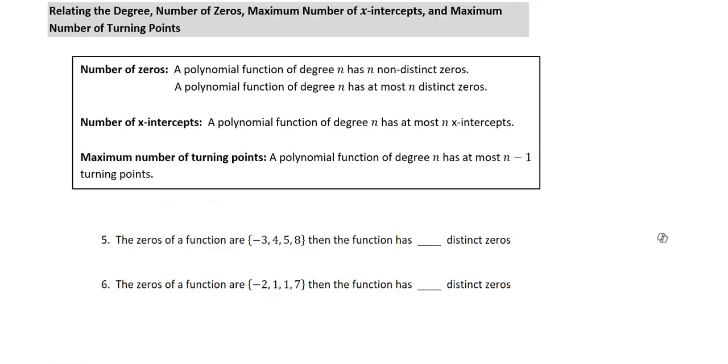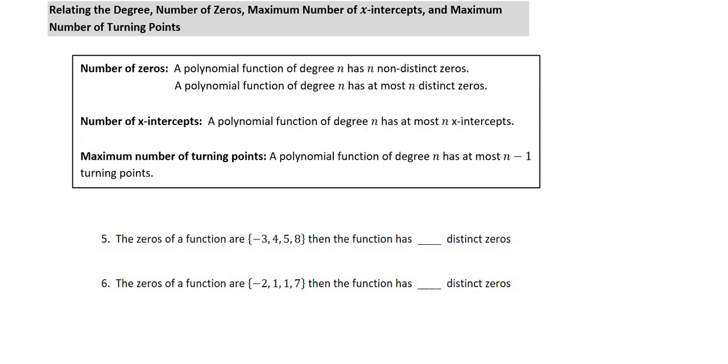Okay, let's look at example 5. Here I'm given the zeros of -3, 4, 5, and 8. This function has 4 distinct zeros. All of them are different. That's what it means by distinct. Problem 6, my zeros are -2, 1, 1, and 7. You'll see that these zeros repeat. I have one listed twice. So I have 3 distinct zeros. That means 3 zeros that are different from others.